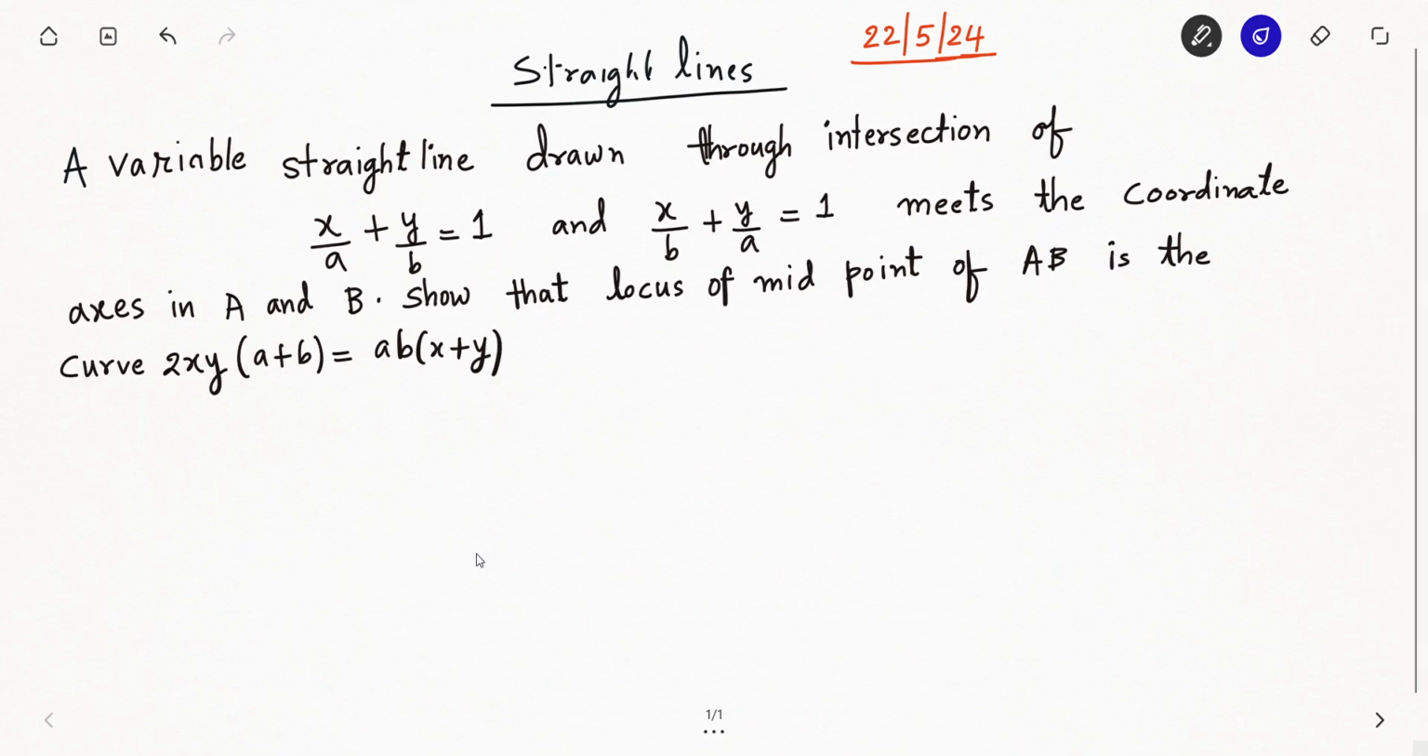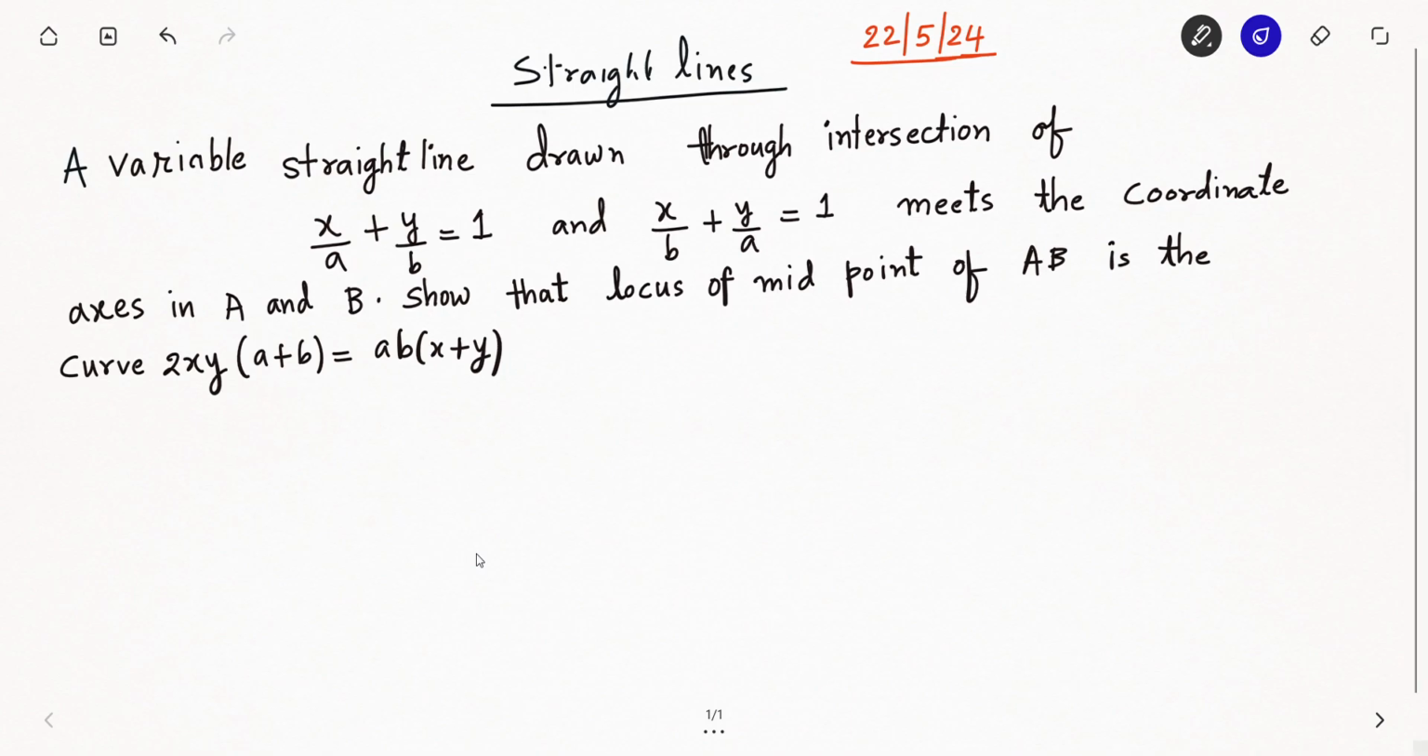So, dear friends, this is a question from the topic of straight lines. And in straight lines, this question is to find the locus when certain conditions are given. So, let us first of all read the question.